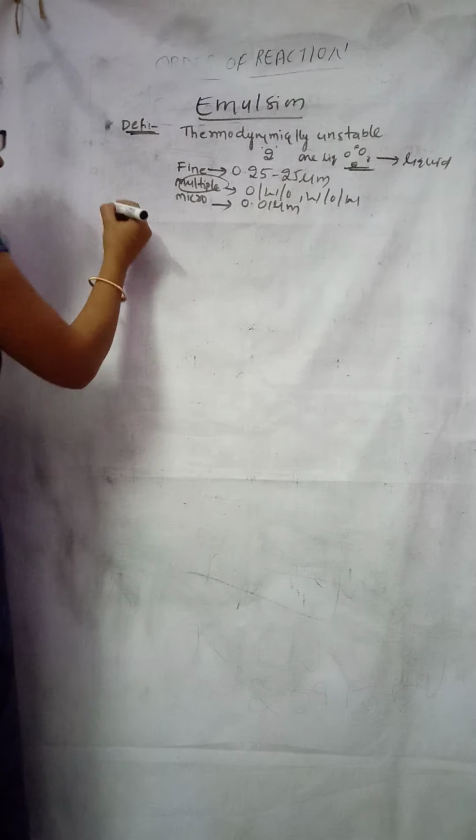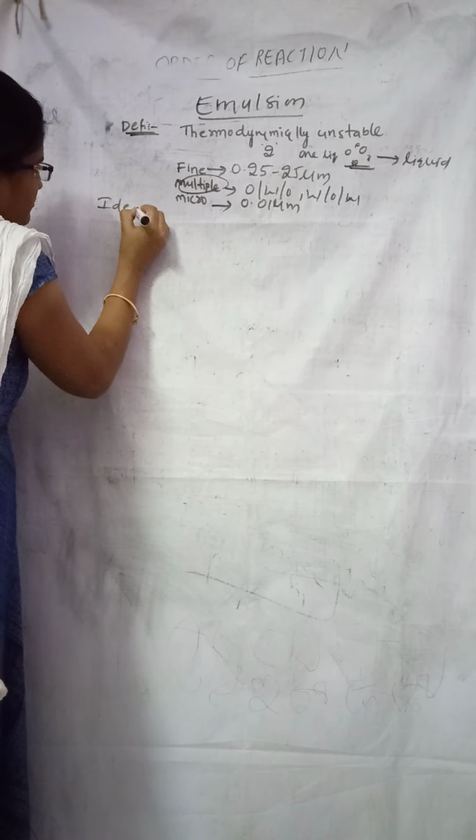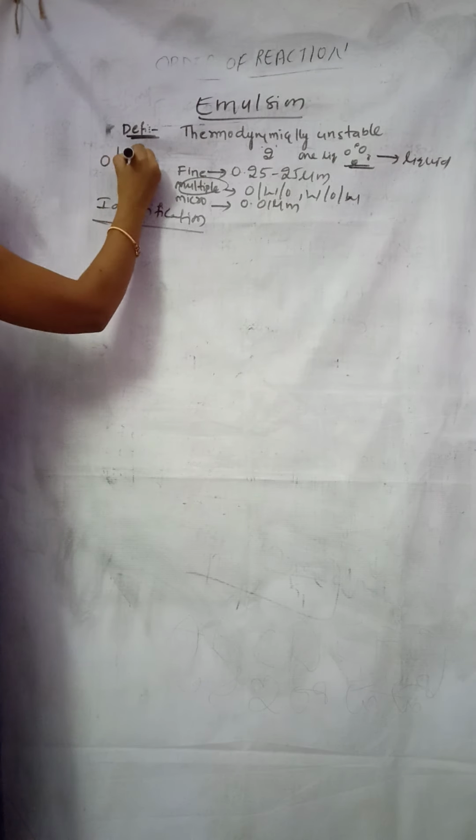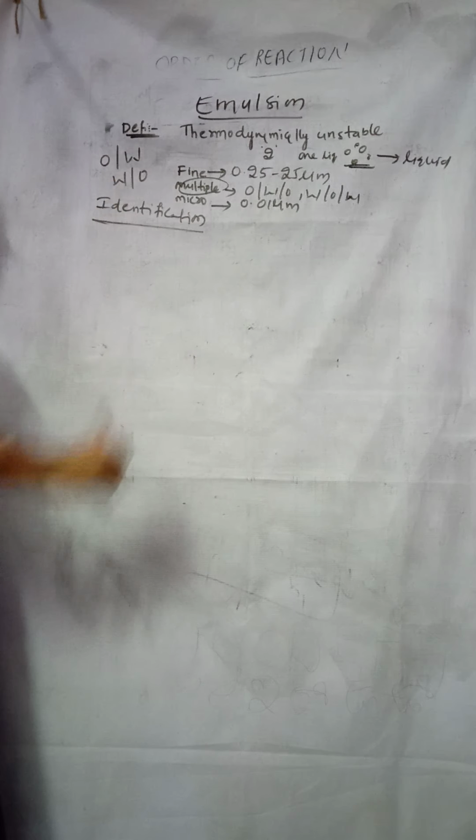So now we will see the identification. How to identify the type of emulsion, because we have basically two types of emulsions, that is oil in water and water in oil. Oil in water means the dispersion medium will be water and the dispersed phase will be oil. Whereas in water in oil, the dispersion medium will be oil and the dispersed phase will be water. Okay. So here the dispersed phase will be dispersed as globules into the dispersion medium. So now we will see the identification of emulsion.